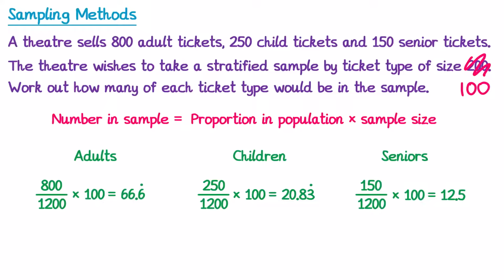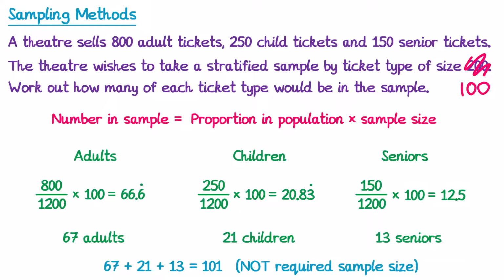Now again, we need to round each of these to the nearest integer. So the adults would be 67, the children 21, and the seniors 13. If you add up all of these though, you get 101, which was not the required sample size. This means we've got an extra person in our sample that we don't want. Well, the question is, who are we going to remove?